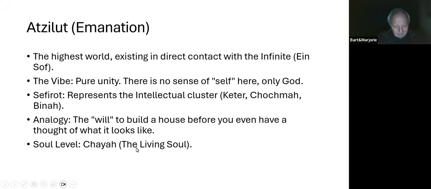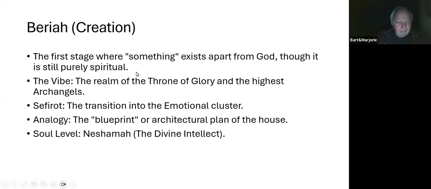Finally, the soul level, the living soul. There's the creation, the first stage where something exists apart from God, though it's still purely spiritual or energetic. There's the realm of the throne of glory and the highest archangels. There's a transition into the emotional cluster. There's the blueprint or architectural plan of the house, and there's the divine intellect.